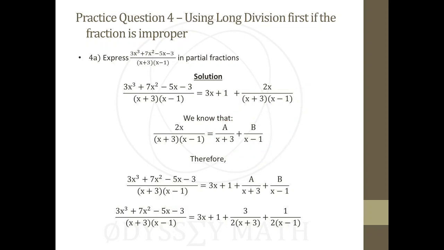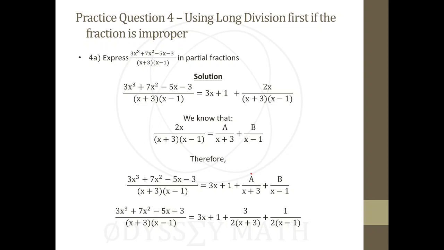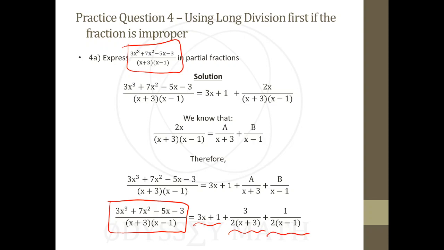What we are going to do next is to substitute capital A equals 3 over 2 and capital B equals 1 over 2. We get that this fraction, (3x³ + 7x² − 5x − 3) divided by (x + 3)(x − 1), equals 3x + 1 + 3 over 2(x + 3) + 1 over 2(x − 1).